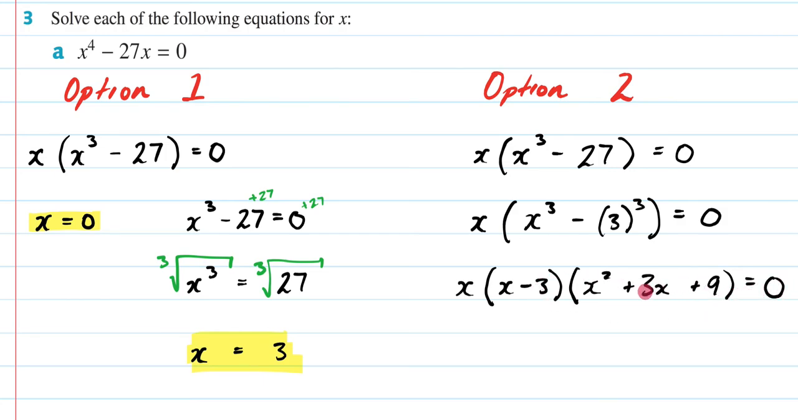Once we're here, now we can use our null factor theorem again and just set everything equal to 0. So it's going to be x is equal to 0, because I haven't changed that. Then it's going to be x is equal to 3. So I'm setting each of these equal to 0. And then this right here, if you were to think about the discriminant of this, is going to be less than 0. So it's not going to exist. You can't factorize this anymore. So there are your two answers.